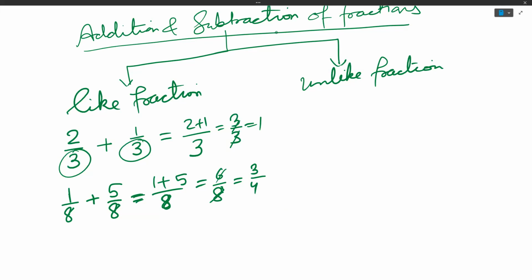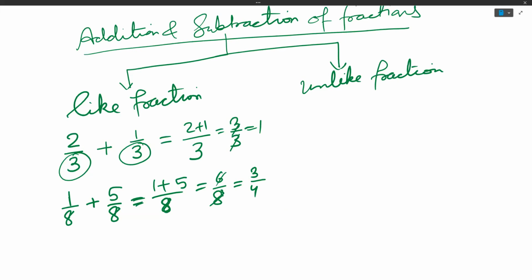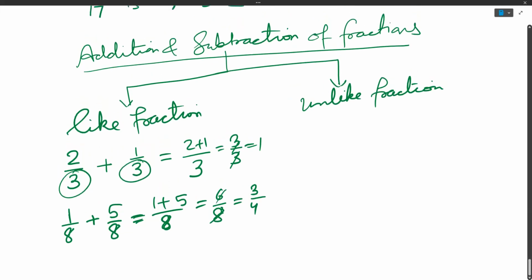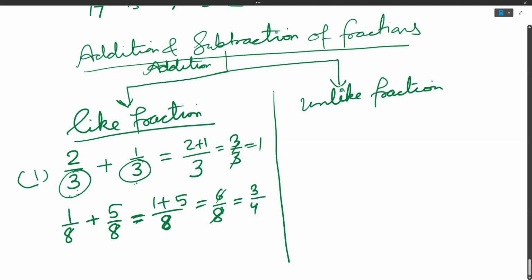Adya, on your camera. Deepika, what we are doing today, addition and subtraction of fractions. First we are discussing addition. So it is different for like fraction and unlike fraction. So how to add the like fraction? First example, like 2/3 and 1/3. Like fractions are the fractions whose denominators are same. So write the same denominator and add the numerators. 3 by 3, that is 1.